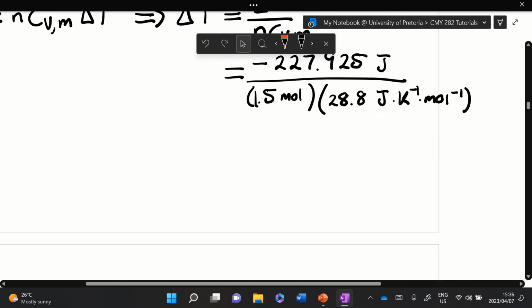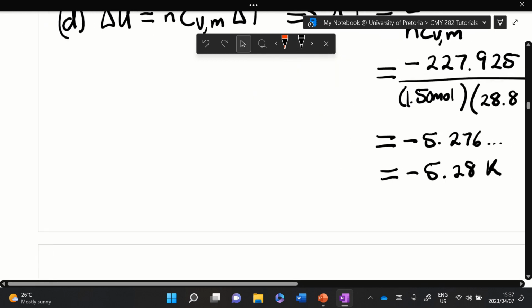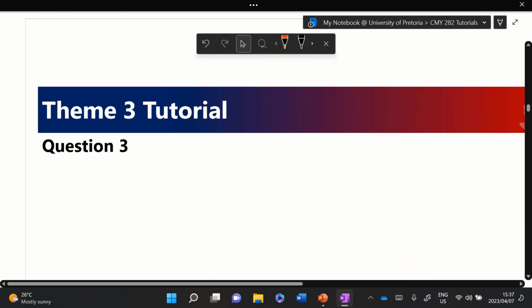Right, quickly calculate that. Now that is equal to minus 5.276 and some other stuff. And then we need to work to 3 significant figures. So in other words, we have minus 5.28 Kelvin is our temperature change.